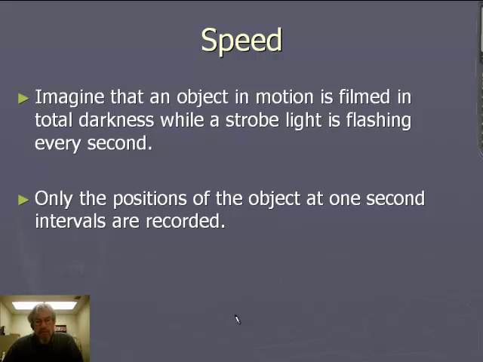an object that's moving, but it's moving in total darkness. And we can see it only when a strobe light flashes on it. So there's a video camera filming this object, sort of, but we only actually get to see where it is when the strobe light flashes. So once every second we get a snapshot of where it is.